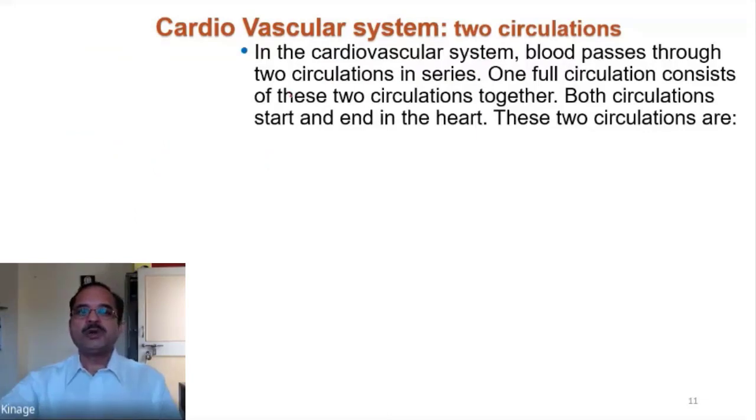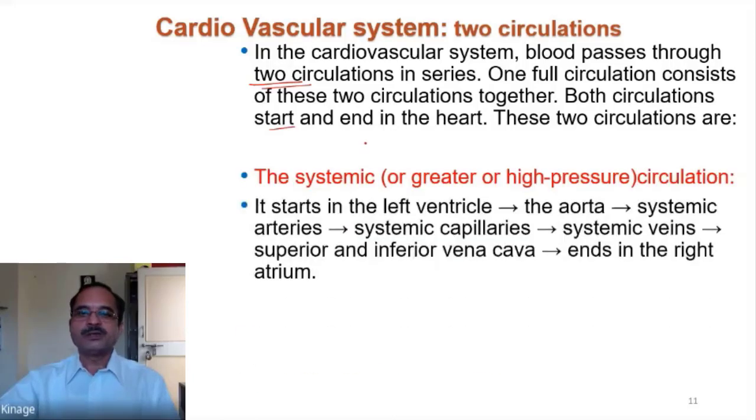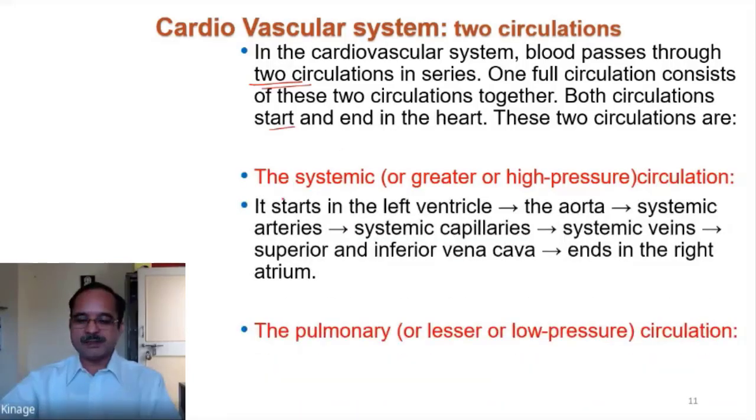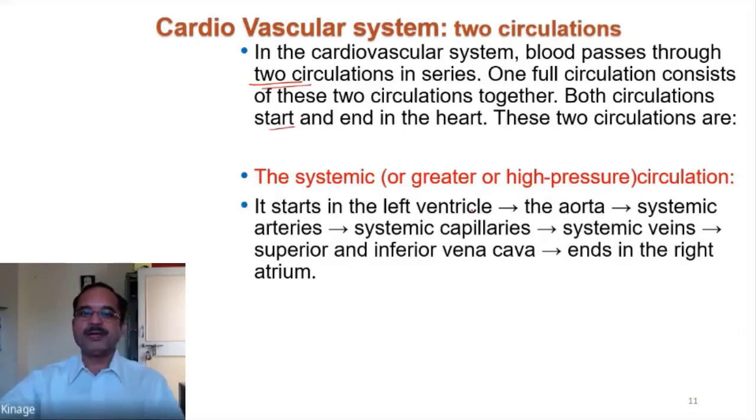As we have seen, there are two circulations in the cardiovascular system. Blood passes through two circulations in series. One full circulation consists of these two circulations together. Both circulations start and end in the heart. The first we call the systemic circulation.